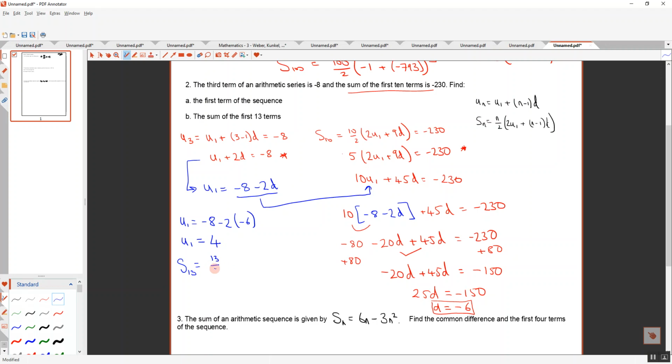We're going to use our formula, 13 over 2, 2 times u1, which is 4, plus 13 minus 1, which is 12, times d, which is negative 6. So that's just subbing it all into this formula. Put this into the calculator, and you get negative 416.